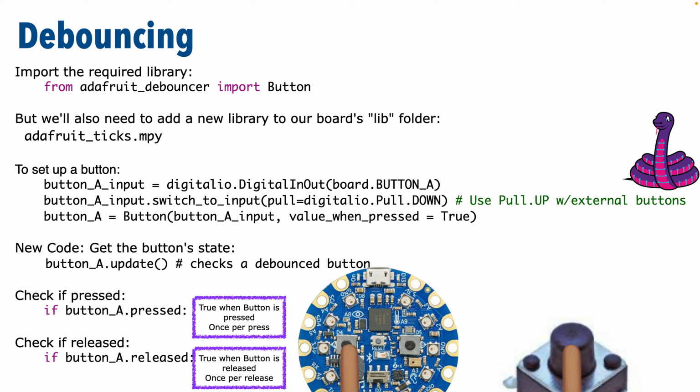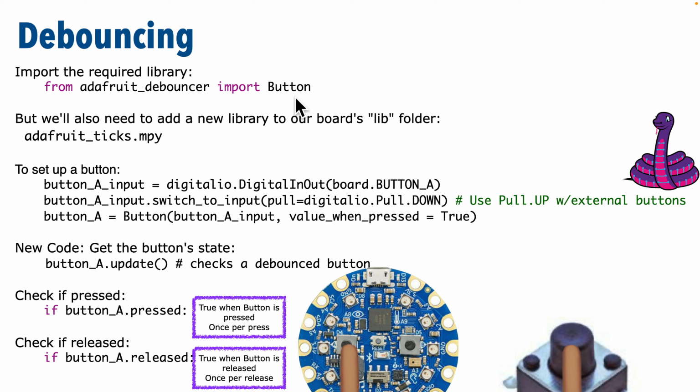Now, to get this debounced button goodness to happen, we need to do a few things. First, we need to add an additional library. We're going to add adafruit_debouncer, and since we only need the Button class in that library, we'll import it with this line: from adafruit_debouncer import Button.